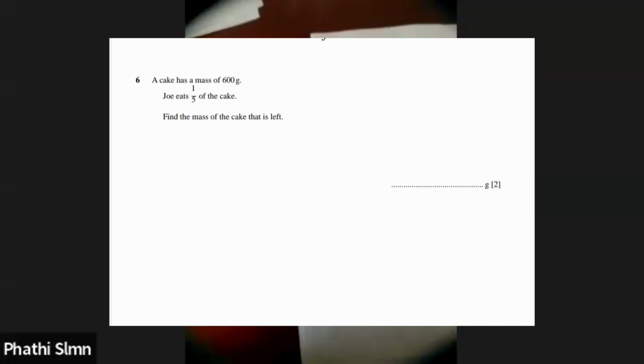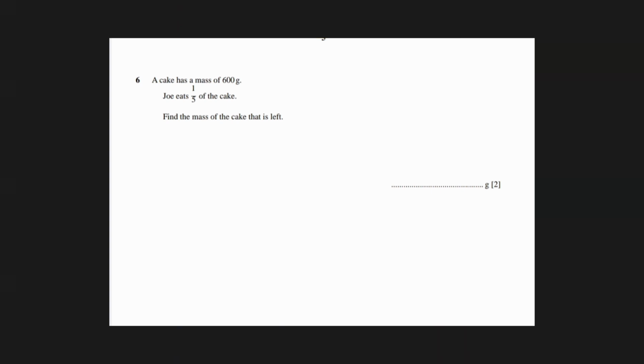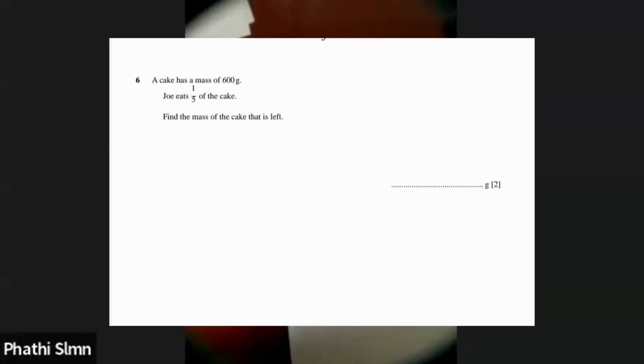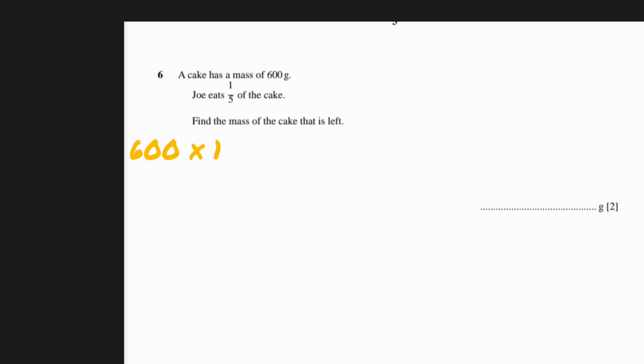Question 6 says, a cake has a mass of 600 grams. Joe eats a fifth of the cake. Now find the mass of the cake that is left. How are we going to do that? The way I think we're going to do it is you say 600 times 1/5.